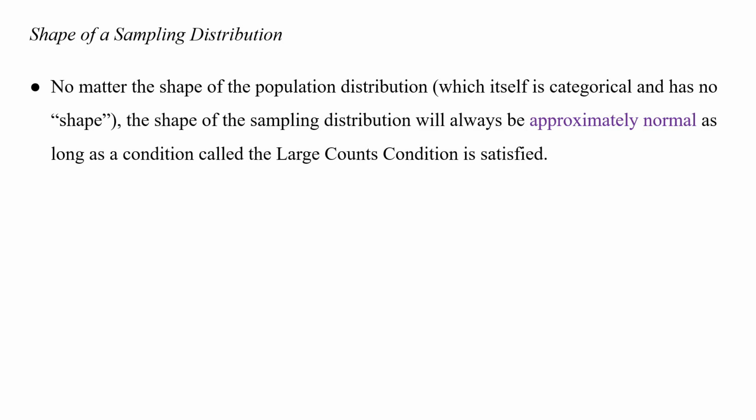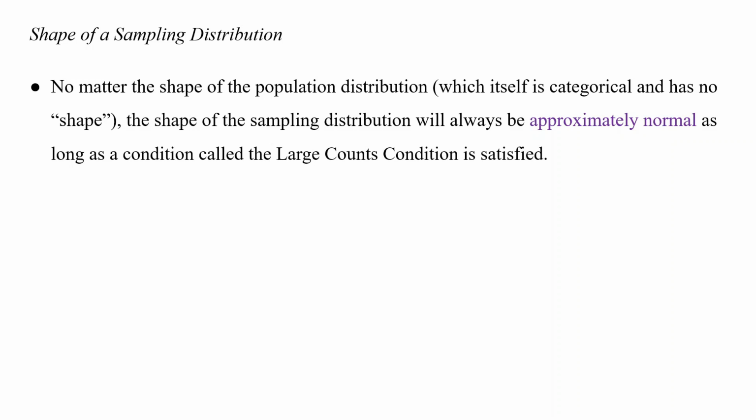Now let's get into the shape, because I know you saw the shape of that sampling distribution. No matter the shape of the population distribution, which when we're talking about categorical data, we don't say it has a shape, right? Bar graphs don't have shapes. So no matter what the population distribution is, the shape of the sampling distribution will always be approximately normal as long as a condition called the large counts condition is satisfied.